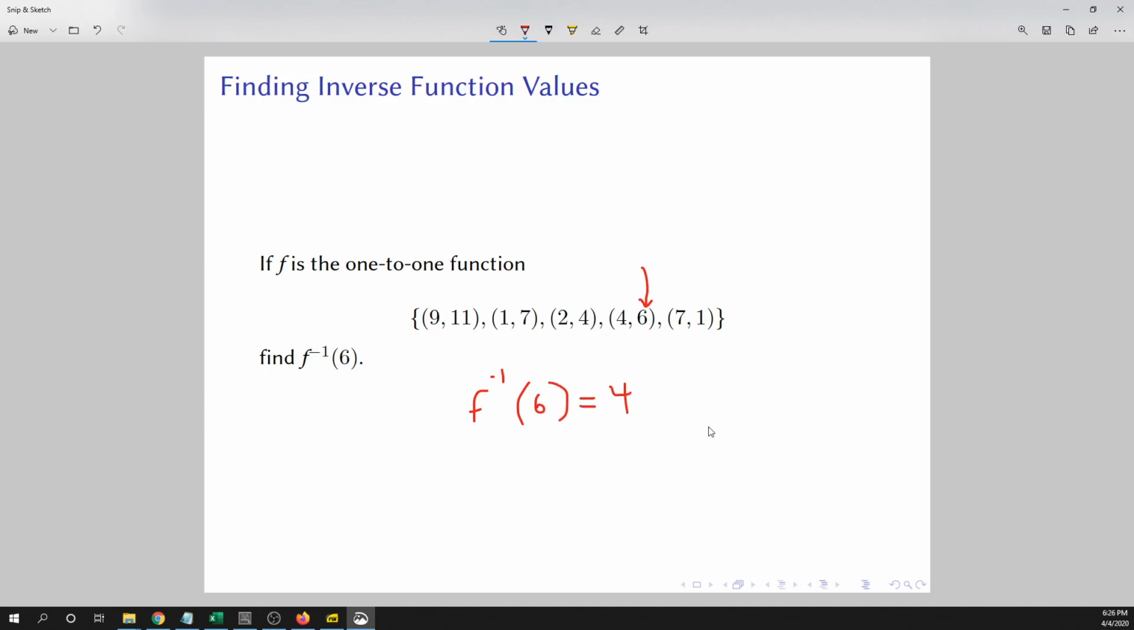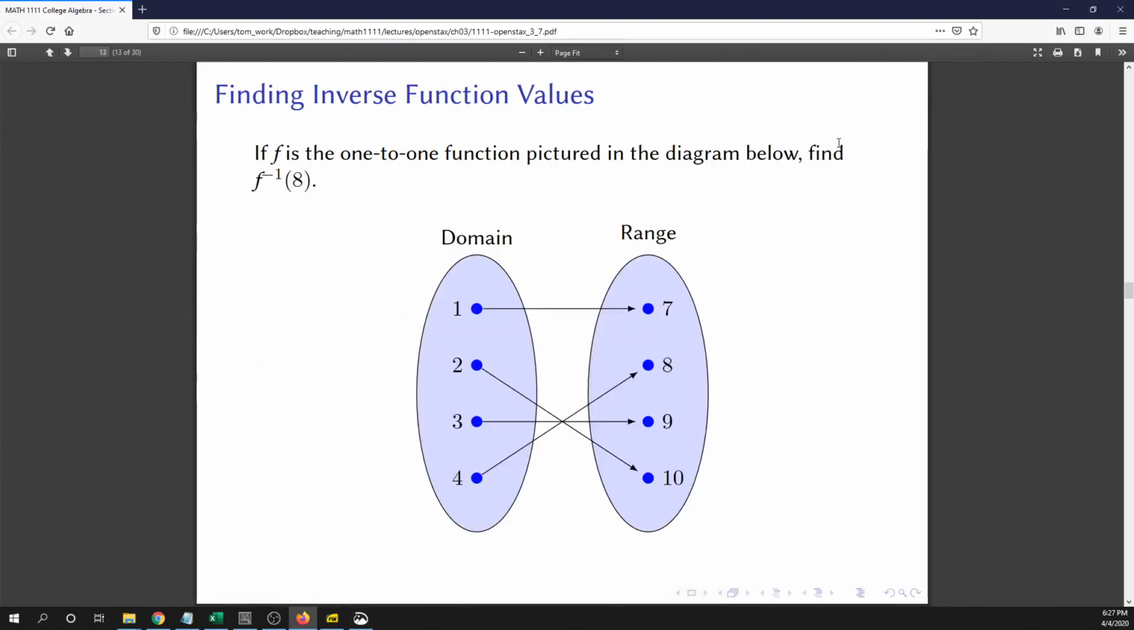Okay, and that's it. You can see that if we were going the forward way, if this function is called f, then f of 4, we think of the input, and the output would be 6, like here. So f of 4 equals 6. That's going to make f inverse of 6 equal to 4. Very similar here. Here I've got a function that is written in the table or arrow diagram format. I want to find f inverse of 8. So I would look over here, and here's the 8.